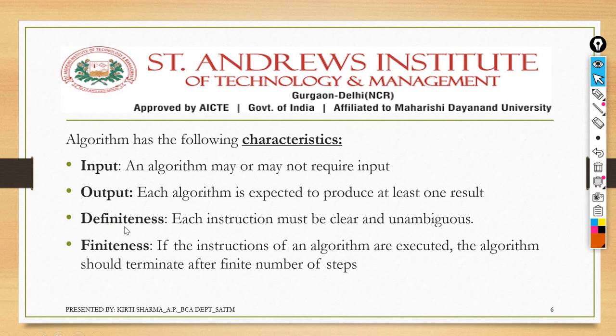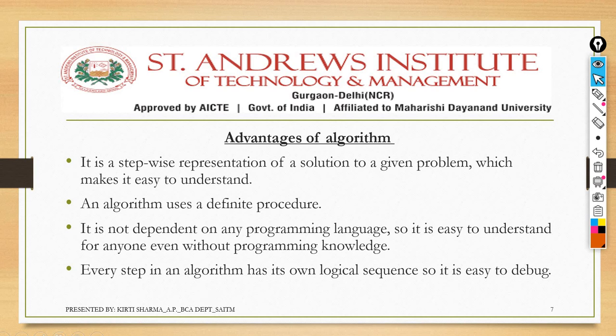And next thing, your algorithm should be definite. What does it mean? Each instruction that you pass into the algorithm must be clear and unambiguous. There should not be any kind of dilemma in understanding the steps or instructions that you have provided in the algorithm. And last but not least, it should be finite. An algorithm consists of a finite number of steps of instructions. During the execution, there should be a finite number of steps that you want to execute with the help of that algorithm.